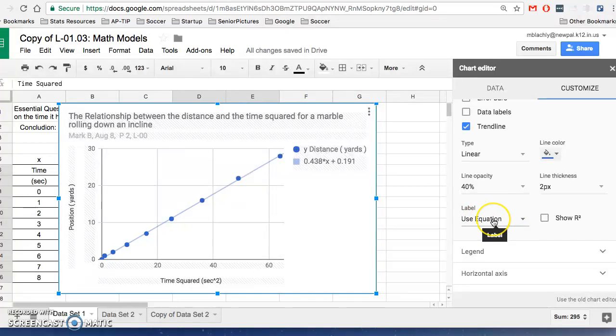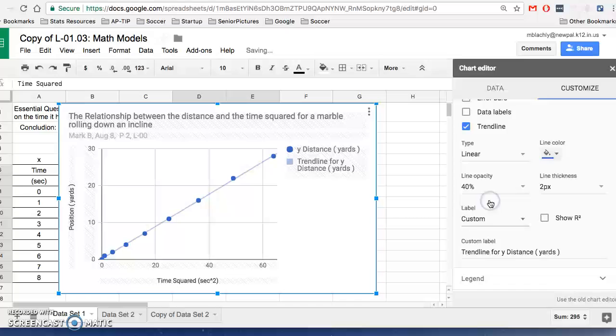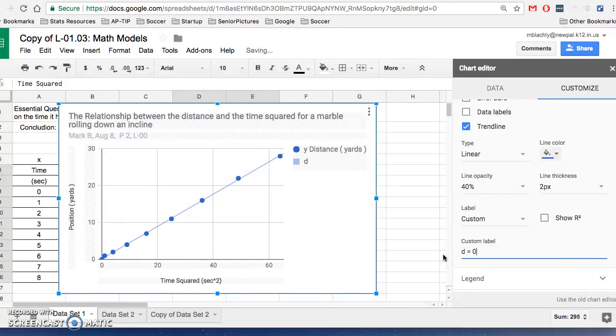So over here on the right, I'm going to change this again. You have to go to Use Equation to see the equation, but now I'm going to go to Custom, and I'm going to type in what I had there. So that is y, which is the distance, equals 0.438 times x, which is time squared. And I'm going to ignore the intercept. And so that's my mathematical model.